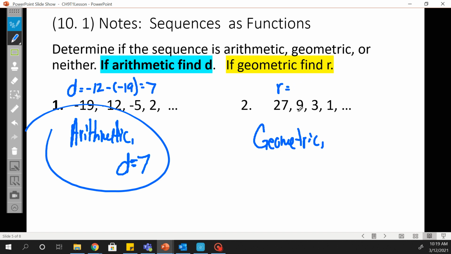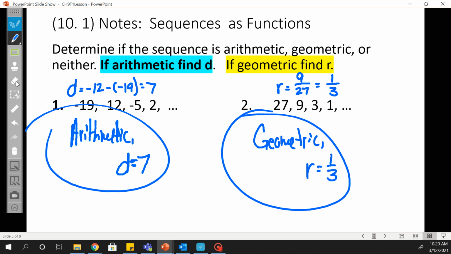The common ratio is going to be one term divided by the previous term. So that would be 9 divided by 27. If I simplify this, this simplifies to 1 over 3. And that makes sense. Division by 3 and multiplication by 1/3 are equivalent. The common ratio here is 1/3. Okay, 27 times a third is 9. A third of 9 is 3. A third of 3 is 1, and etc.